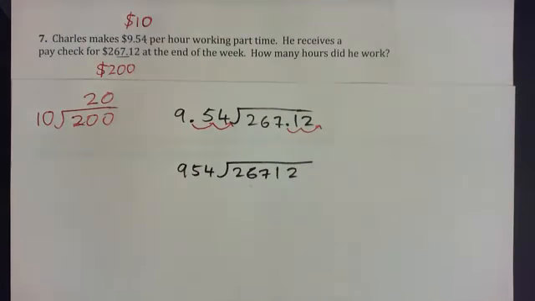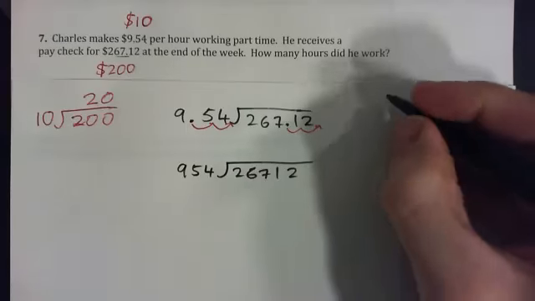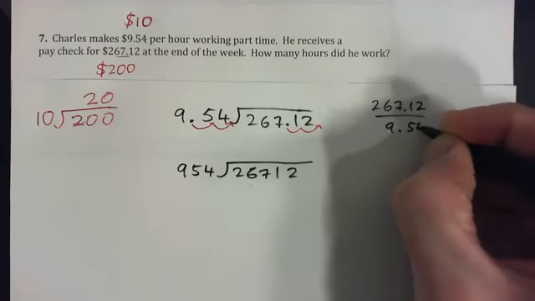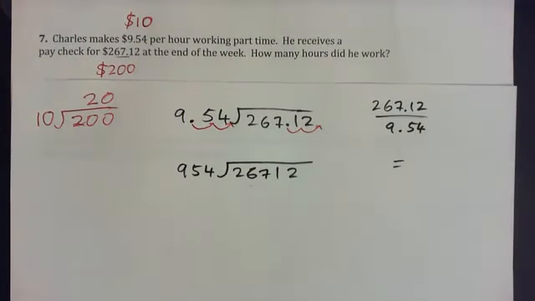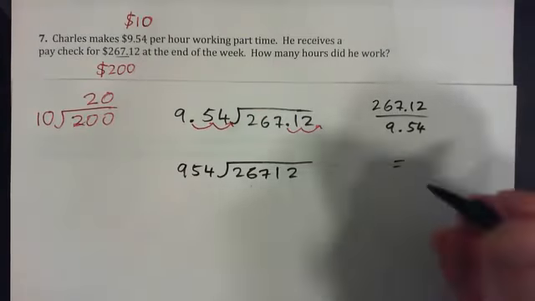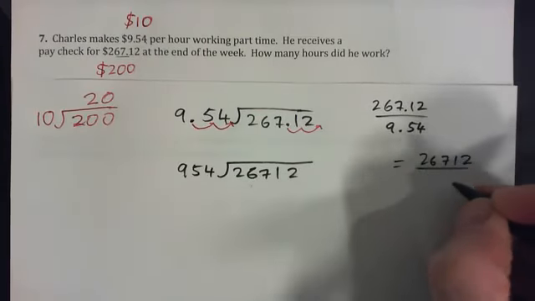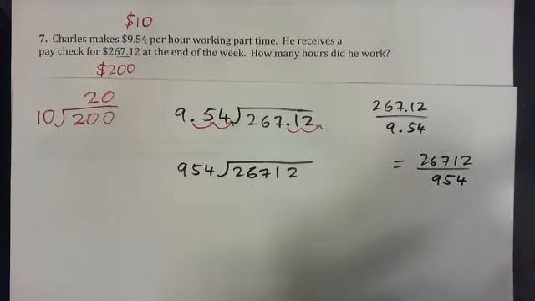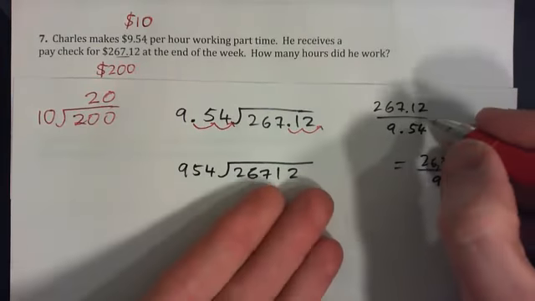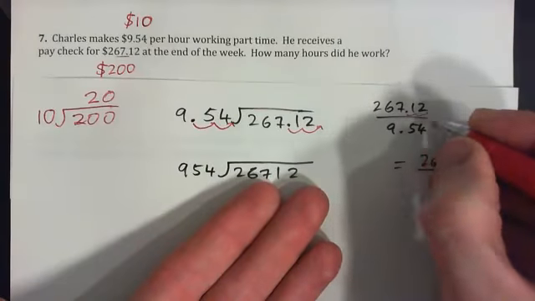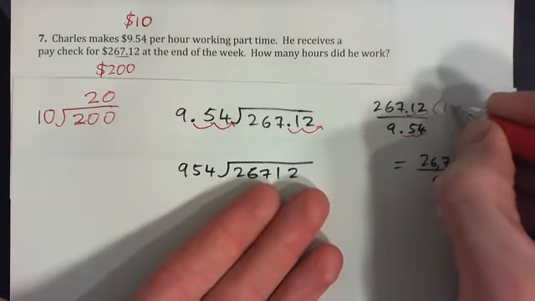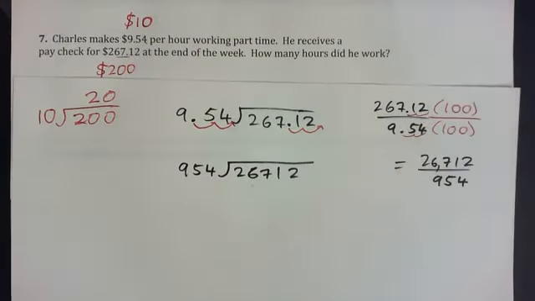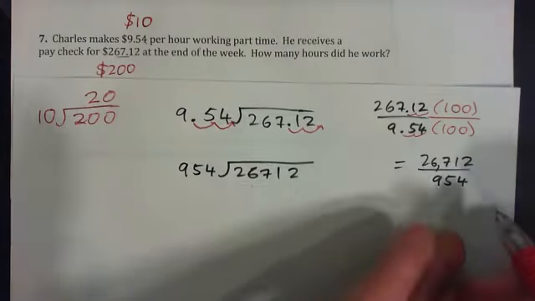The reason is because 267.12 over 9.54 is the same thing as 26712 over 954. The reason is because all I'd have to do to move these decimal points 2 spaces to the right is multiply the top and bottom by 100. See? Now if I multiply the top and bottom of that fraction by 100, the actual value stays the same, it just looks different. Okay?